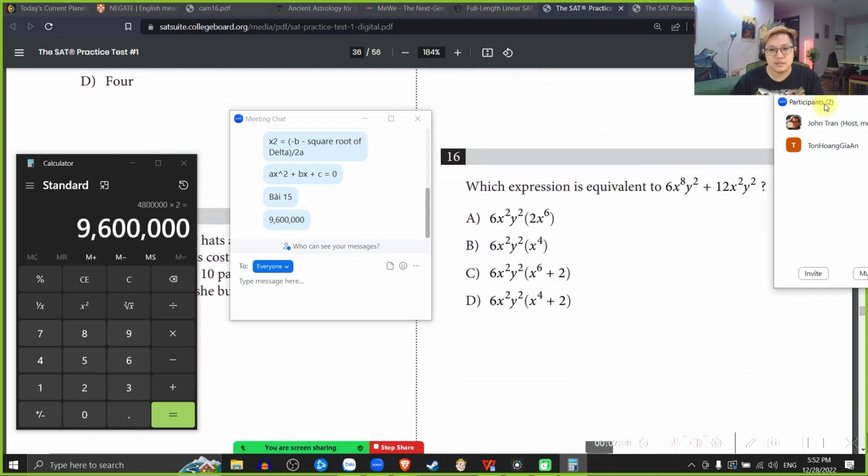Which expression is equivalent to 6x to the power of 8 times y to the power of 2 plus 12x squared y squared? Cái biểu thức nào nó bằng với cái này? So what do you think? Em nghĩ là thế một số bất kỳ vào x với y.